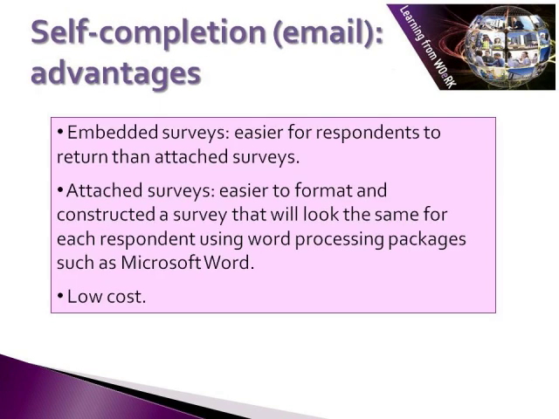So self-completion can of course come in the form of email, as an email attachment as well. So you have embedded surveys, which are very easy for respondents to return, then attached surveys. So you have something that's actually already embedded in the email. Attached surveys: you open up your email and there's an attachment you fill out and send back. They're really easy to construct, and really easy to use in existing word processing packages, and it's very, very low cost as well.